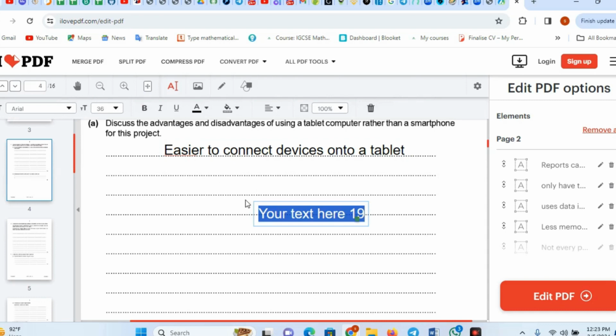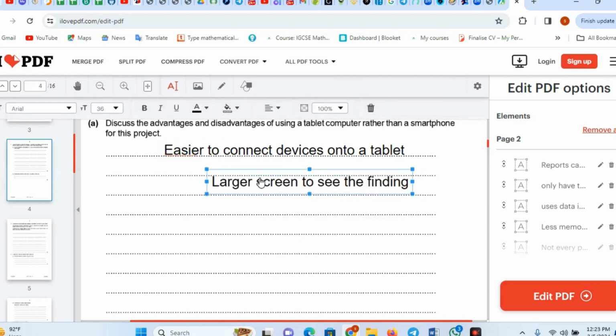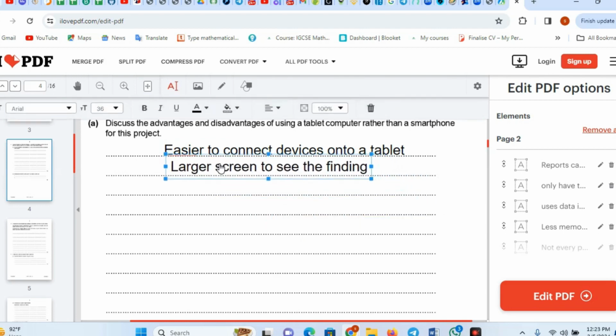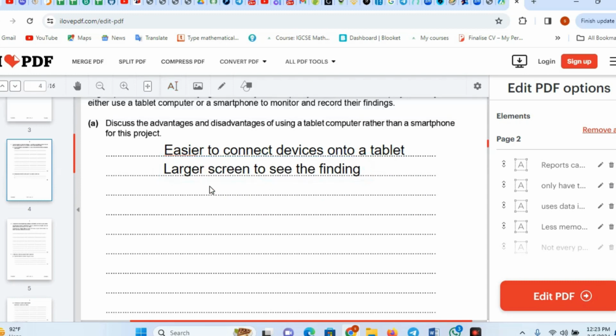Two, larger screen, to see the findings. We all quite understand that a tablet is a little bit bigger than a smartphone. So you'll be able to see the answers clearly on your tablet compared to your smartphones. They are a little bit smaller.